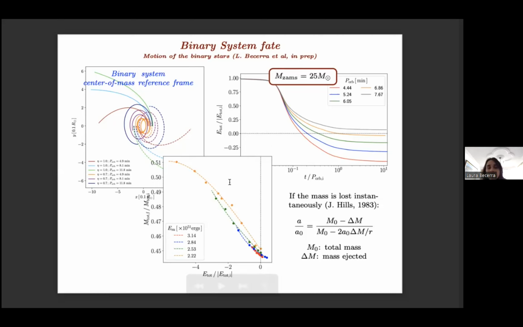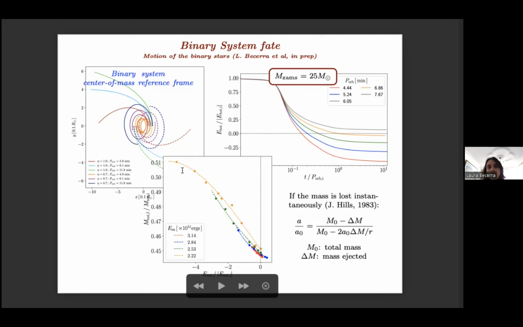But in the case of the binary driven hypernova initial binary system, this assumption doesn't apply. For example, we see here that, depending on the energy of the supernova, for many cases the system loses more than half of the initial mass of the binary system. And in all these cases, the system remains bound.